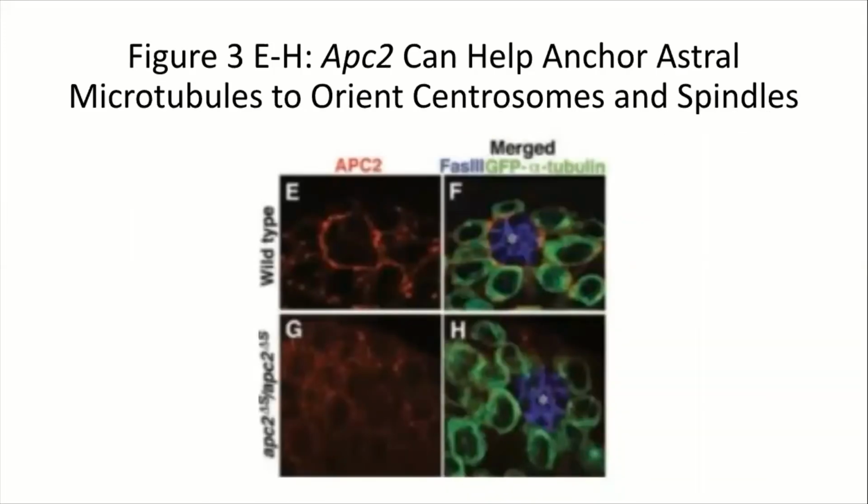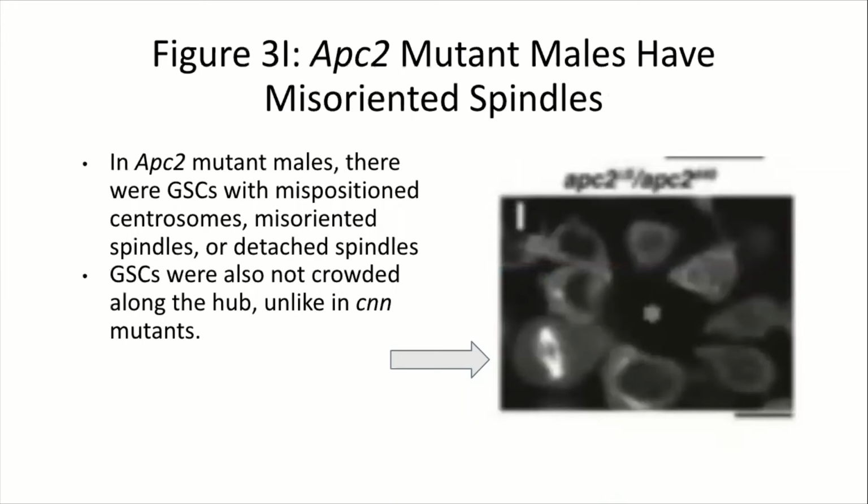In Figure 3E through H, it demonstrates how APC2, which is a Drosophila homolog of APC, a human tumor suppressor gene, can help anchor astral microtubules to orient centrosomes and the spindle. Now, in APC2 mutant males, there were GSCs with mispositioned centrosomes, misoriented spindles, or detached spindles, and it could be a combination of those three. Also, GSCs did not appear crowded around the hub like in CNN mutants, and that's possibly due to an enlarged hub.